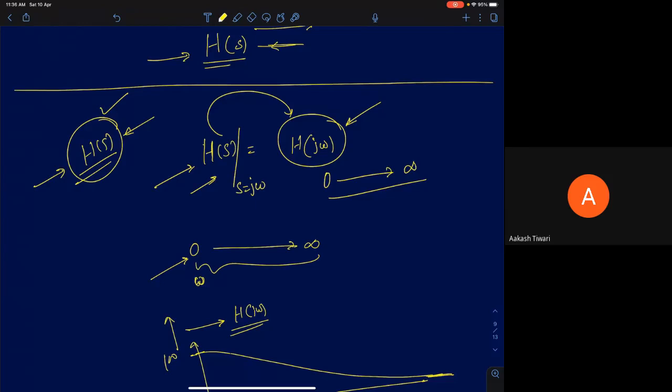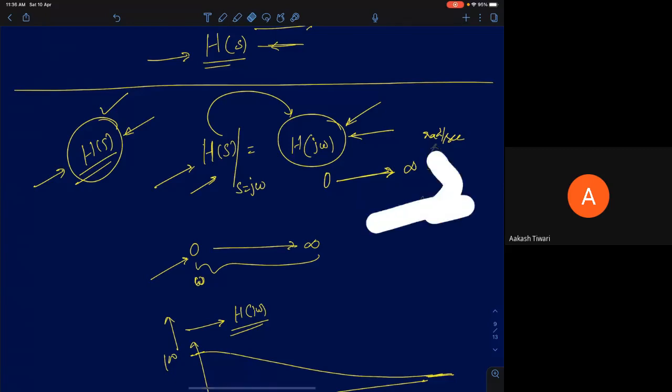I'm going to plot this frequency response H of j omega as a function of omega, where omega is going to vary from 0 to infinity. Here omega is in radians per second. Omega is 2 pi times f, where f is in hertz, so when I multiply it by 2 pi, I'm going to get radians per second. I'm going to change omega from 0 to infinity and plot H of omega.